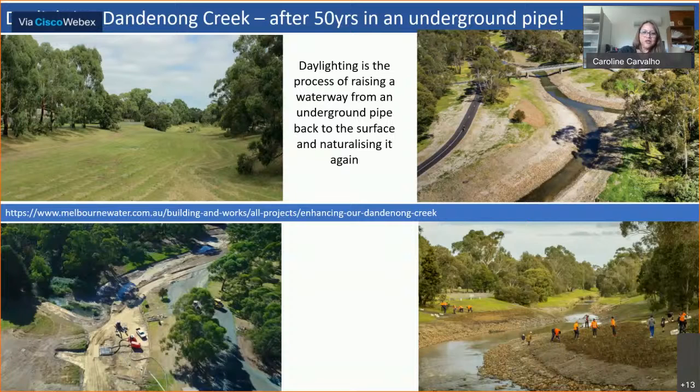Daylighting Dandenong Creek was a project we did with Melbourne Water, where we took a waterway, the Dandenong Creek, which was piped underground for 50 years, and we brought it back to the surface. It was originally a grass floodway channel with a massive pipe underneath, and we slowly and progressively brought it back to the surface and got to the stage of tree planting. And the visitation and enjoyment of the community is significant.